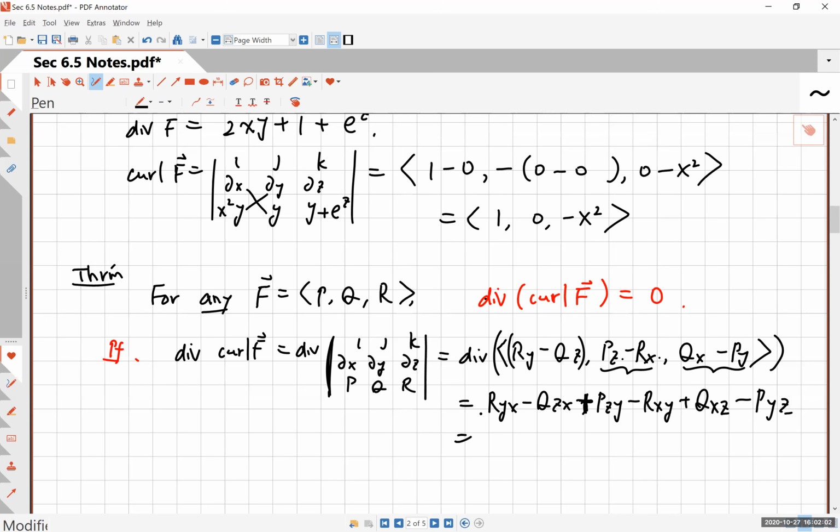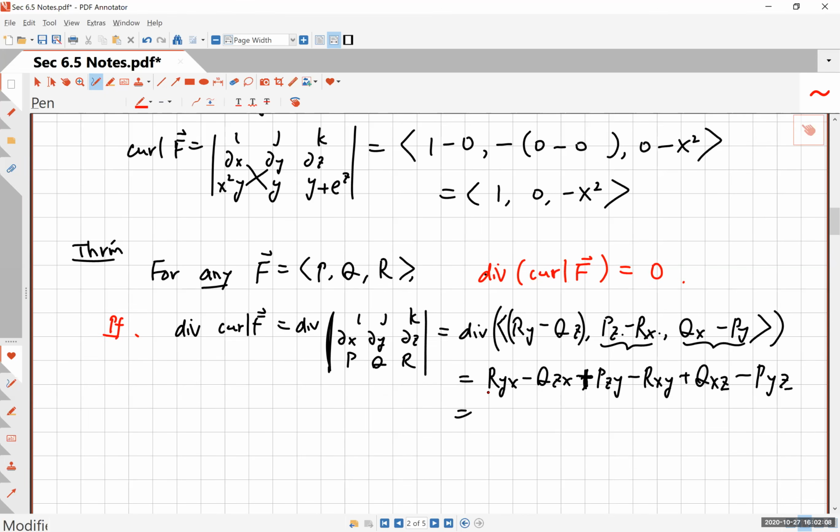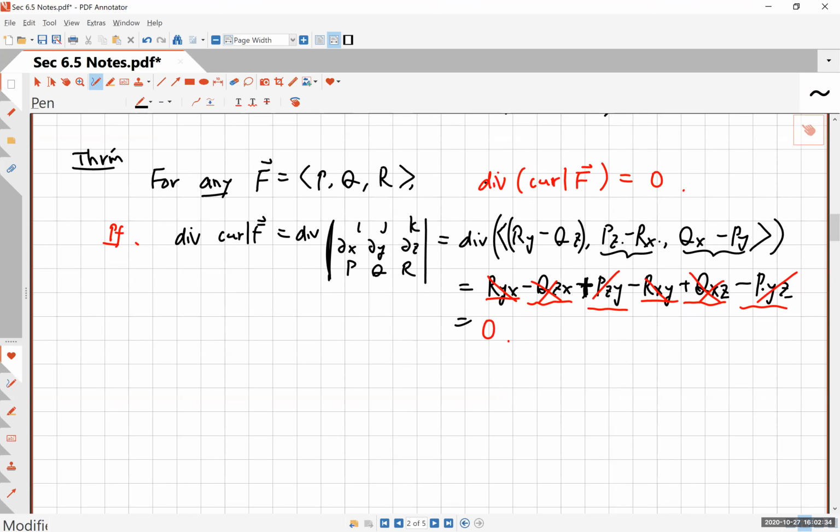But if you look at this, you remember the mixed partials are equal to each other. For instance, you have Ryx and you have Rxy. They cancel each other. And you have negative Qzx and positive Qxz. They are the same, so they cancel each other. And then you have Pzy and negative Pyz. They also are equal to each other, so you get 0. That is fascinating. Unfortunately, it is fascinating and not very useful. It is a great result, but we probably will not be using this very much.